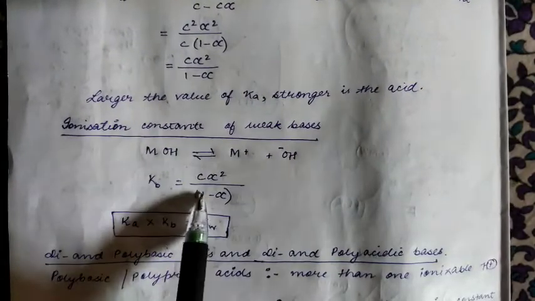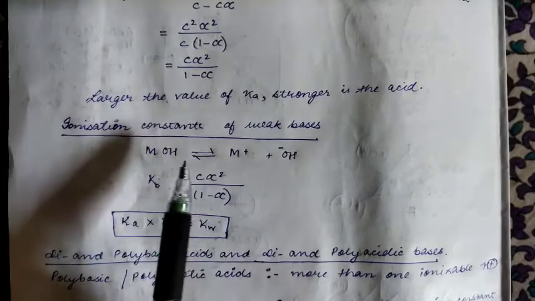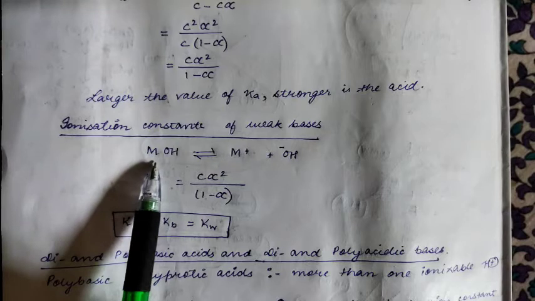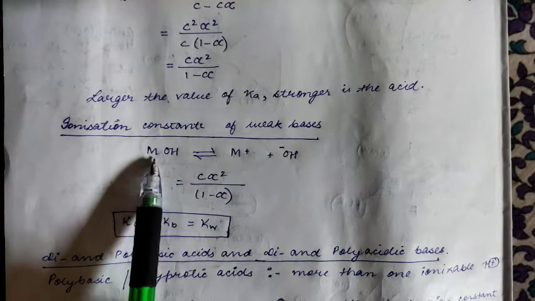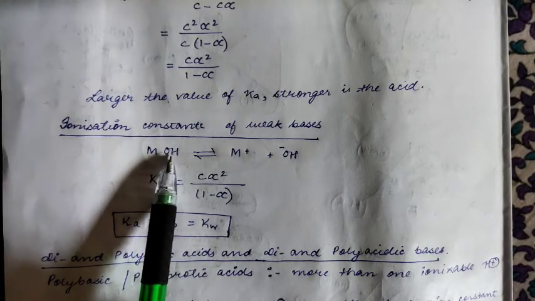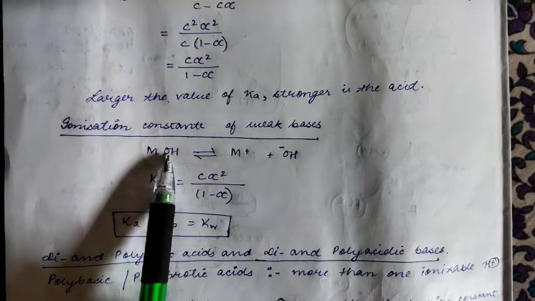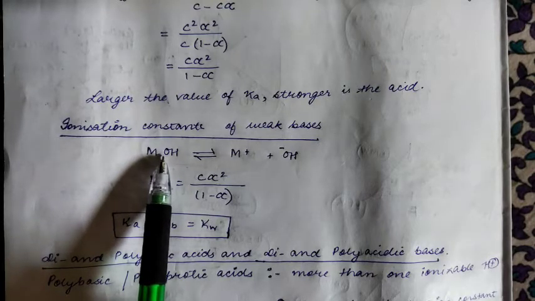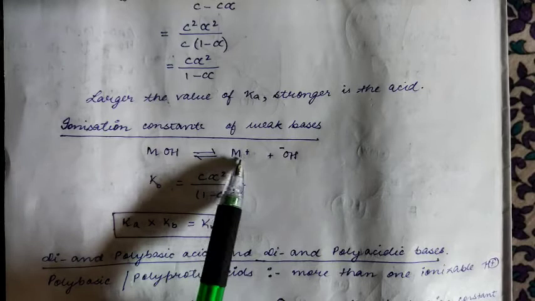Now a similar formula is applied for weak bases, except that the reaction is different here, because you know bases are those substances which release the OH hydroxyl ion. OH is the hydroxyl ion according to the Arrhenius concept we are using here. For acids and bases we are using the Arrhenius concept, which said that acids are those substances which release H positive or protons, and bases are those substances which release the hydroxyl ion. So in that context we are taking this reaction.